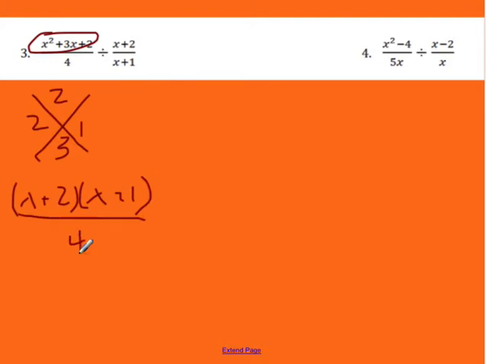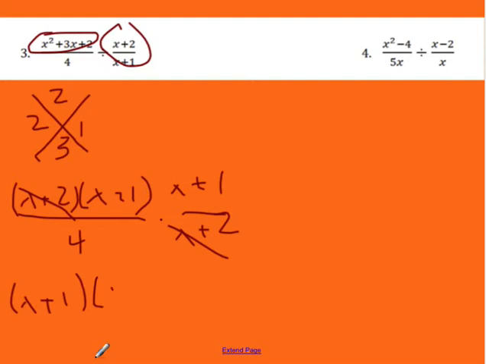Then I can't simplify this second fraction at all. So what I'm going to do is flip it over to start off with so that I can go ahead and start canceling out factors. So what I notice is I can cancel out those factors right there. So then I have x plus 1 times x plus 1, and all of that is being divided by 4.